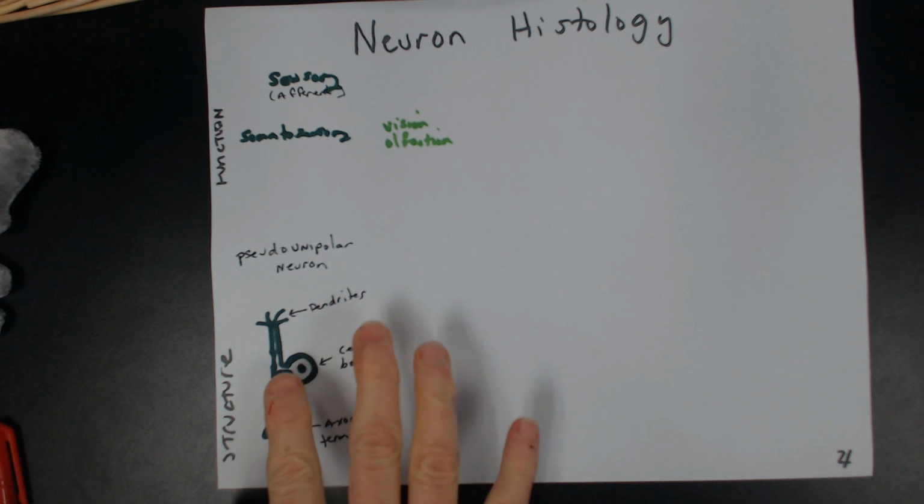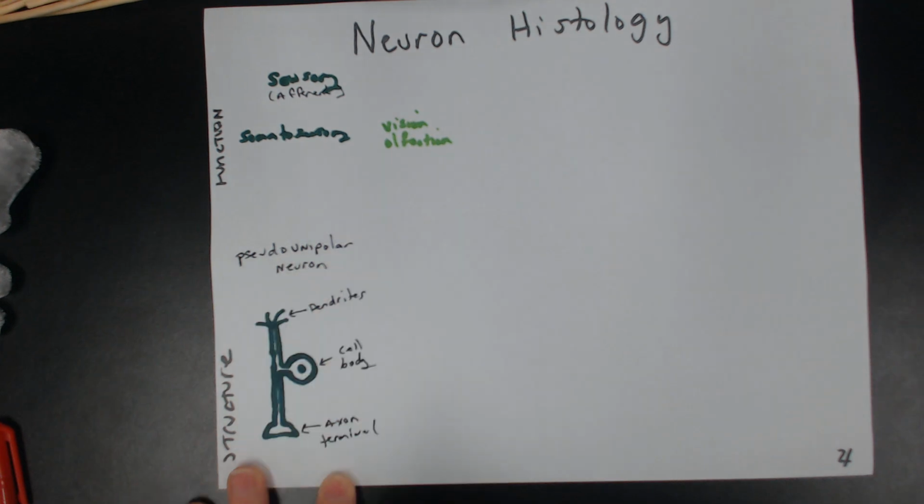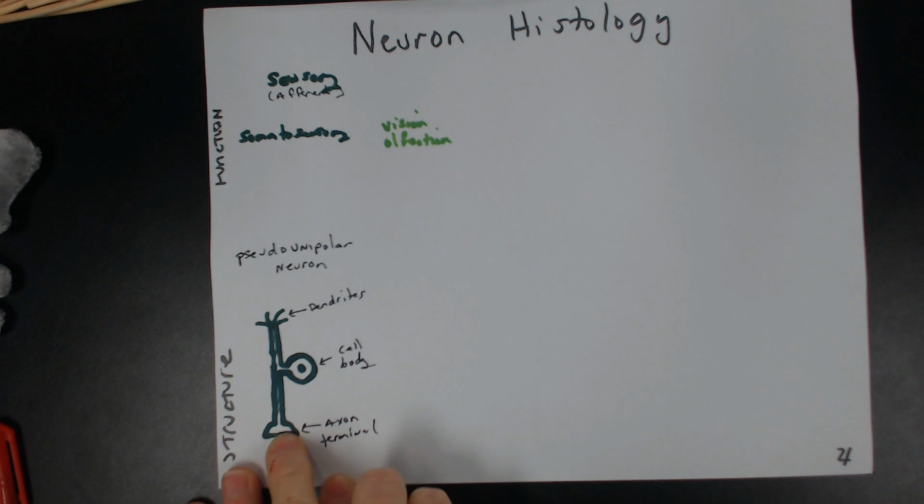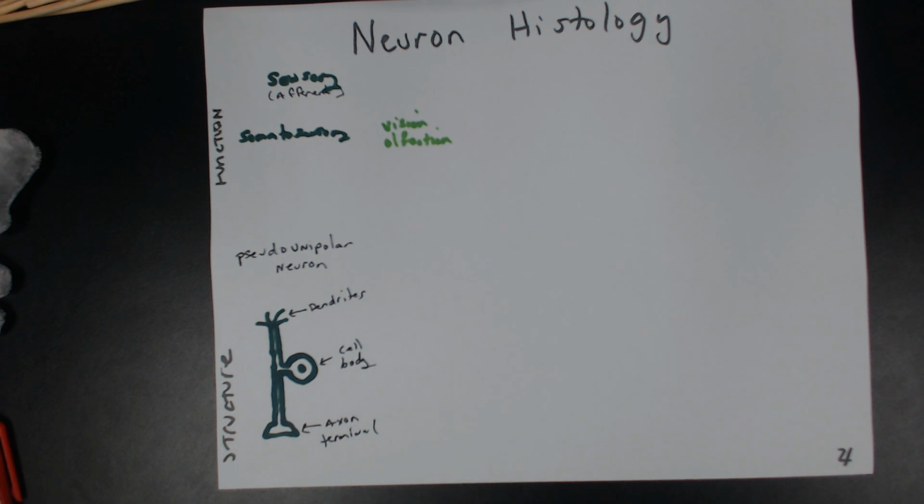The dendrites are going to go out and receive sensory information from the environment, and the axon terminal is either going to synapse right in the dorsal gray horn or go right up the spinal cord. We'll talk about the difference of those later. Questions about that? Okay, that's your standard somatosensory neuron. Your somatosensory neurons are going to be your pseudo-unipolar neurons.